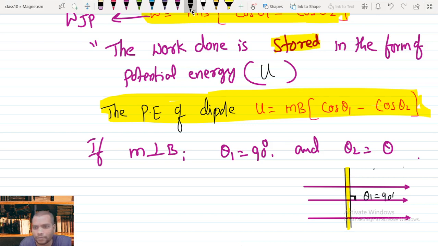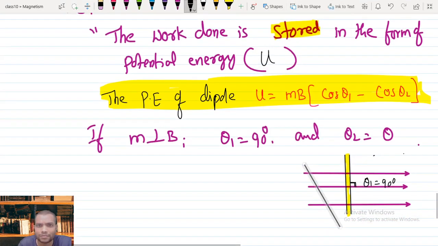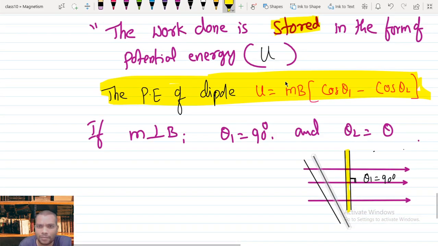Suppose I rotate this to some other random angle in the magnetic field. Now this angle equals some theta. The magnetic moment is making an angle theta with the magnetic field. Don't forget that theta is the angle between the magnetic moment and the magnetic field. Initially it is 90 degrees, and if we rotate it by an angle theta, the above expression simplifies.